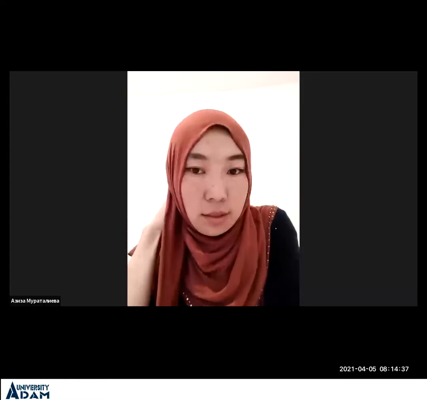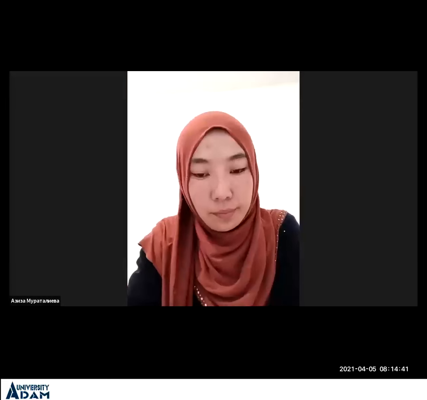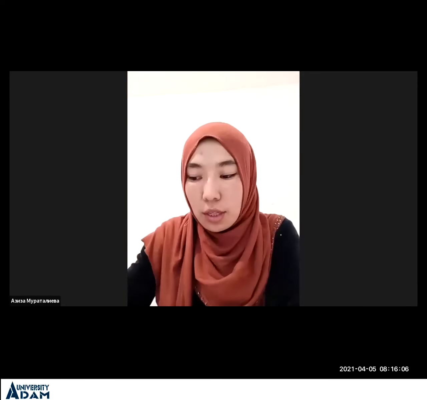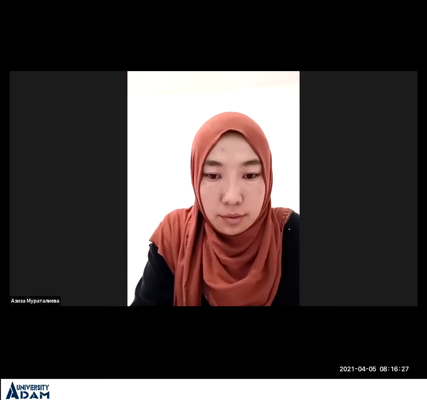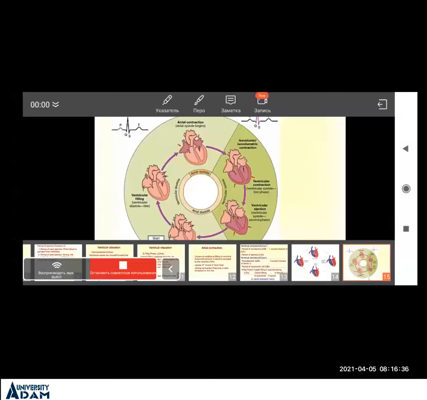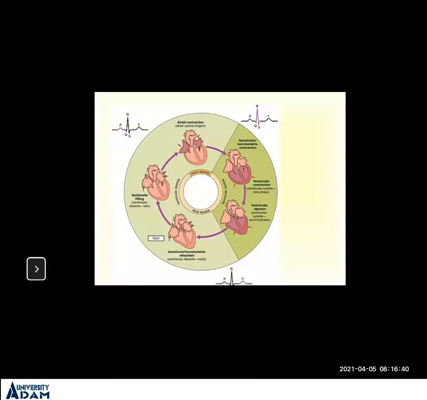Yes, students, the cardiac cycle. What is it? What is the cardiac cycle and what is the duration of one cardiac cycle? Ma'am, the cardiac cycle is the performance of the human heart. It is the cycle from the beginning of one heartbeat to the next. It consists of two periods, systole and diastole.